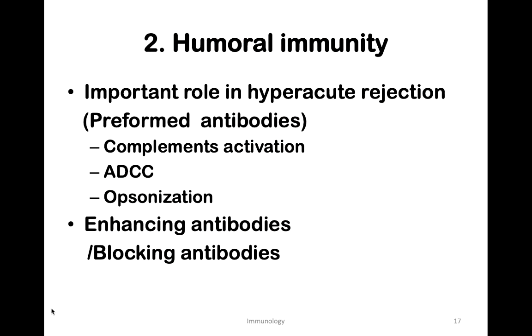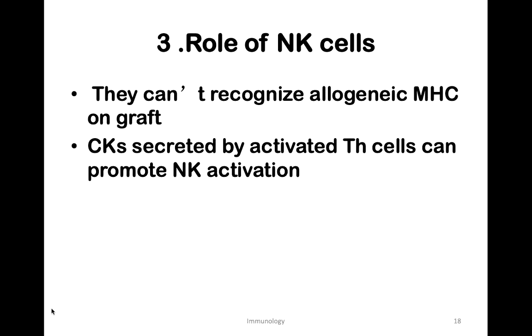Now humoral immunity plays an important role in hyperacute rejection. Preformed antibodies are present, and complement activation can take place. Antibody dependent cell mediated cytotoxicity can also contribute, and opsonization can also happen. It can be controlled by blocking antibodies. Natural killer cells can't recognize the allogenic MHCs on the graft, as you know, they lack specific receptors, but cytokines secreted by activated TH cells can promote natural killer cell activation, and they can be recruited.